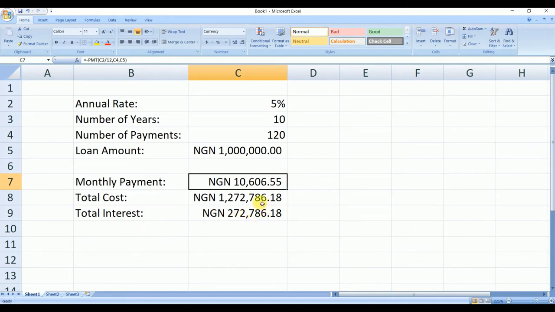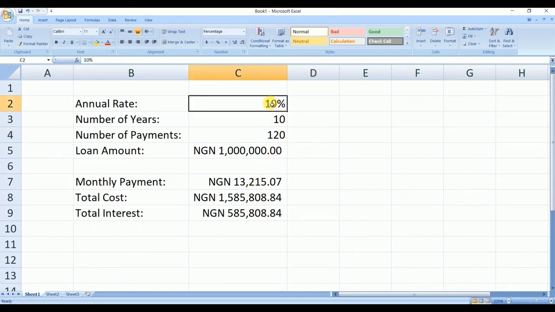So what happens if the interest rate suddenly changes? For example, if it's not 5%, it's something like 10%. What you notice is that the total monthly payment will increase. The total money that will be made by the bank will also increase, and this is the total interest you would have paid as a result of the period that you have taken the loan.